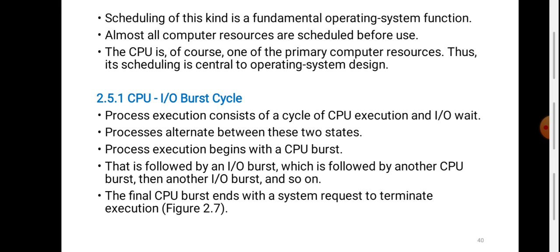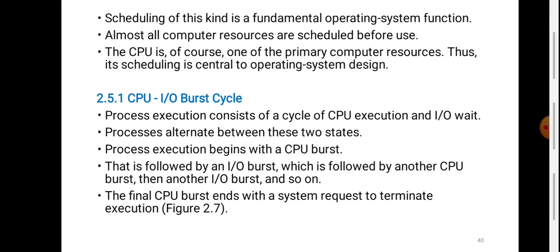First we have to schedule this resource, that is the CPU. CPU is also a resource. We have to schedule this CPU. So therefore its scheduling is the primary goal for the operating system design or the designers of operating systems.